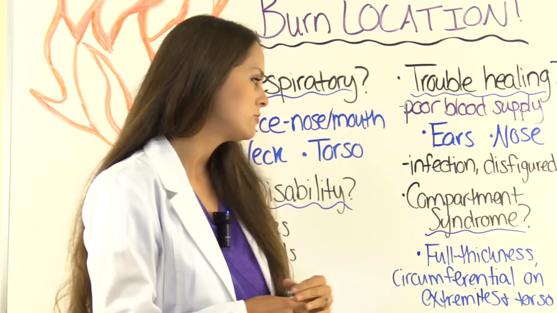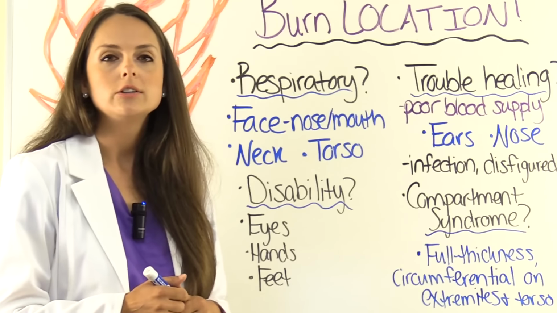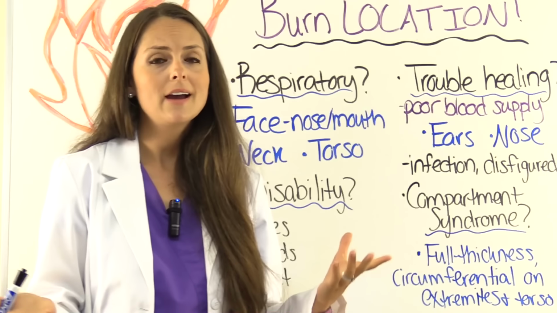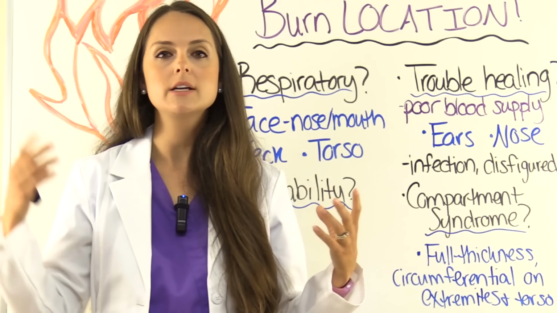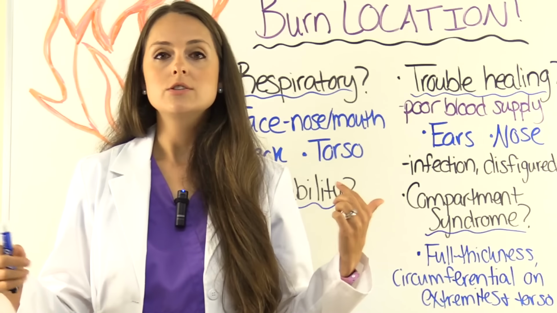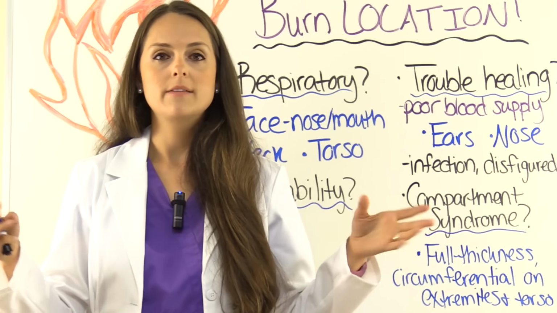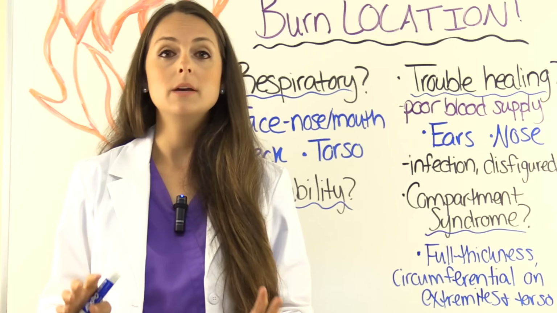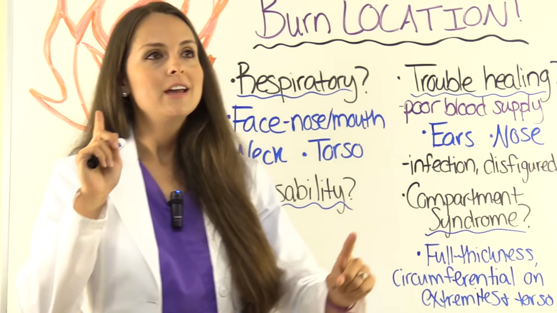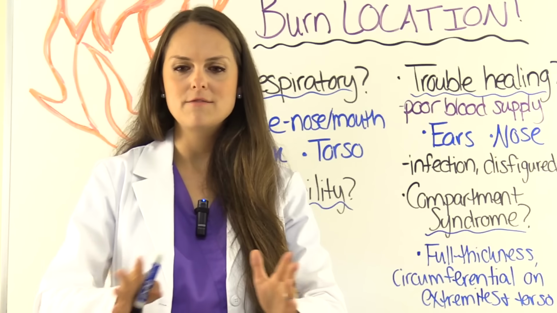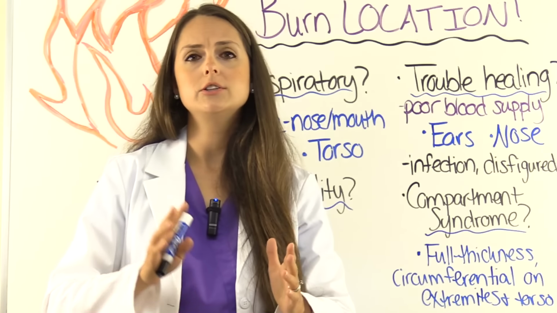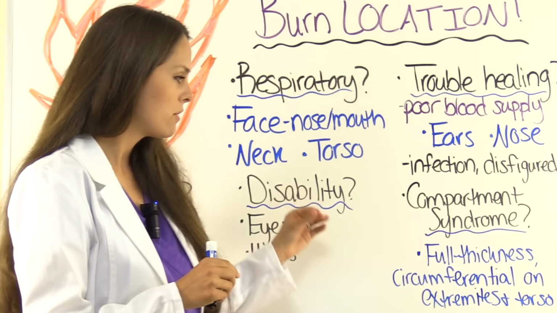And compartment syndrome, we talked a little bit about that earlier. What areas are going to be at risk for compartment syndrome? Our extremities, who have experienced full thickness circumferential burns where that tight band of eschar is just impeding circulation. So if you have a scenario where your patient has that, be checking those pulses in the feet, what does the color of the foot look like, and so forth.